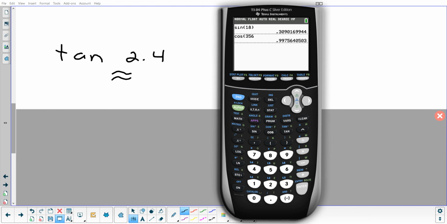So first thing I'm going to do this time is I'm going to go to mode. I'm going to change it to radians. And I'm going to do tangent 2.4. Okay. And what do you get when you put that one in? Negative 0.92. Yep. I got the same thing, negative 0.92.